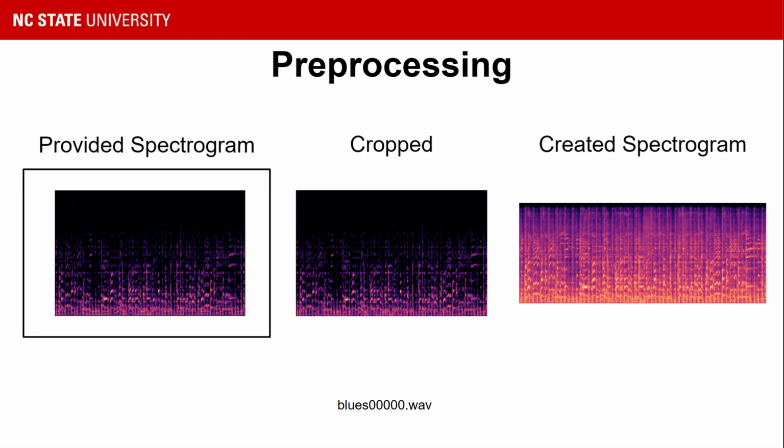And by the way, this is blues.00000.wav, that's the sample. So we cropped it, and that actually lost some data by doing that, and we ended up losing a couple of our samples that way. So that was not an option. So we ended up creating our own spectrograms using the WAV files.